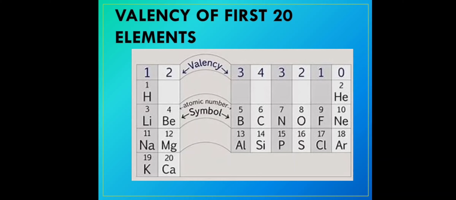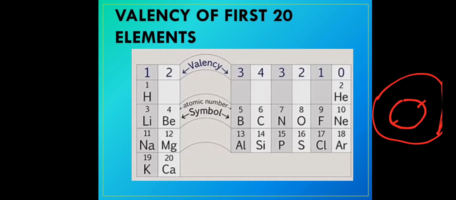Similarly with oxygen, oxygen needs 2 more electrons. Oxygen's atomic number is 8. So with atomic number 8, it has 2 electrons in the first orbit and 6 electrons in the next orbit. 1, 2, 3, 4, 5, 6. But to complete its octet, it needs 2 more electrons. So if it pulls 2 more electrons from some other atom or shares with them, it will have 2 negative charges, and hence it will have a negative charge of 2. So the valency of oxygen is 2-.